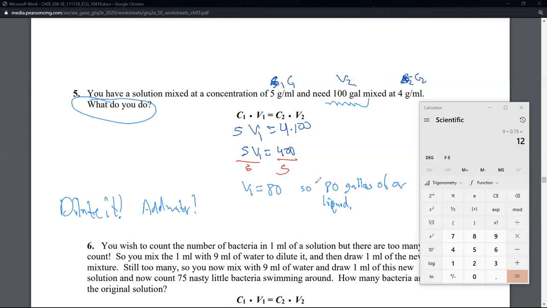How much water? Well, you've got 80 gallons of the stronger stuff. If you need to give them 100 gallons of the weaker stuff, you add 20 gallons, and that is how you will achieve it, by putting 20 more gallons of just pure water, something that does not have that concentration. You will dilute the substance, you will get them the volume they want, and it will be at the appropriate strength since we use the concentration formula to get there.